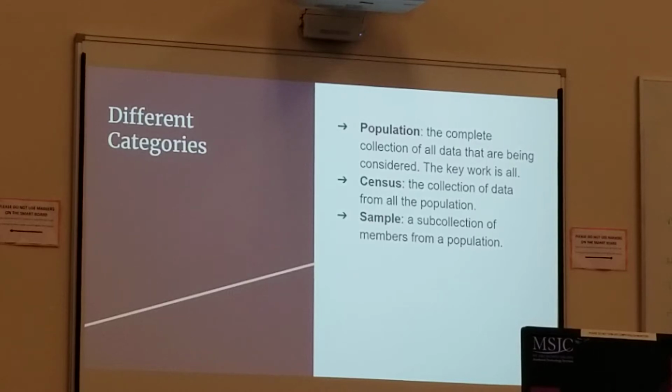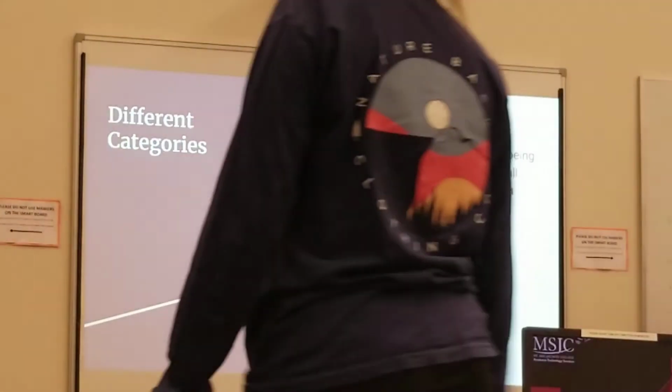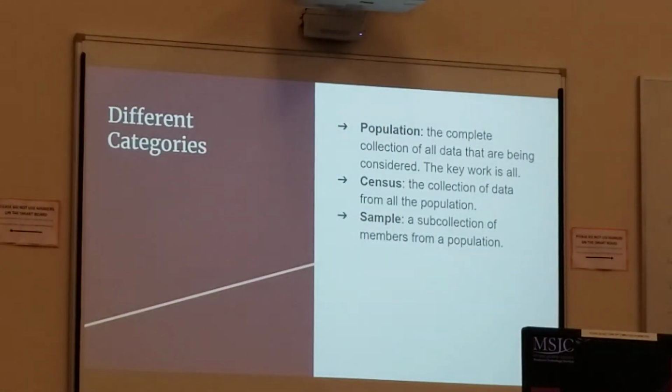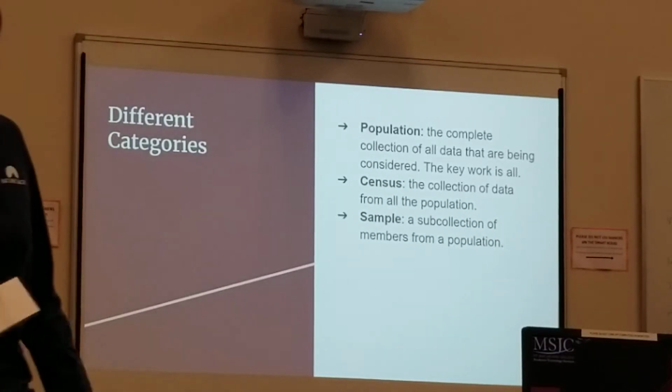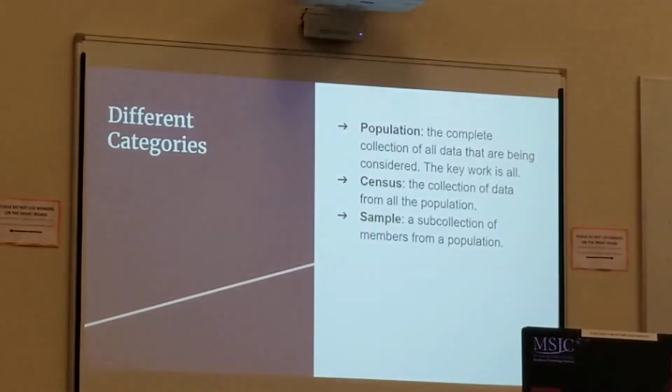So the reason why I asked you to do this, if it isn't already obvious, is because the population, and it says right there, the key word. The key word is all. So population is all that are being considered, but the census is a collection of all from the population, and then a sample is just like a little sub-collection from your population.